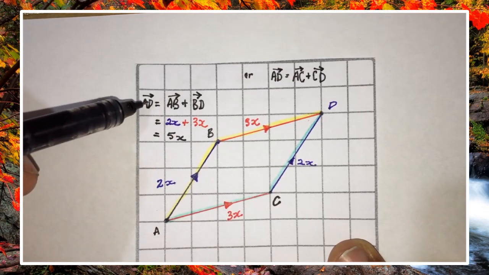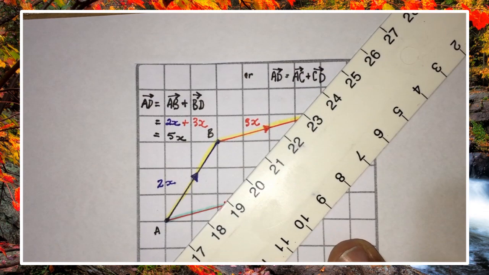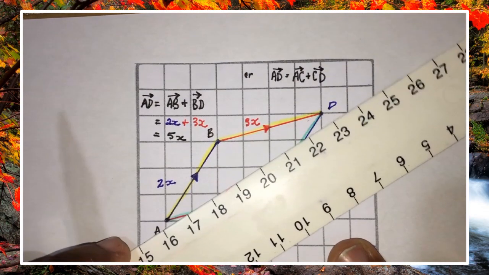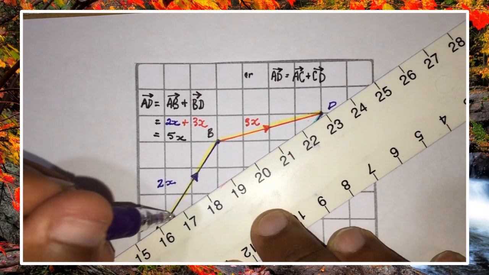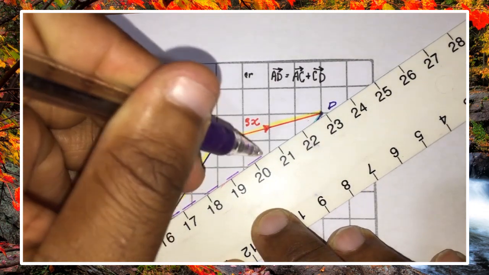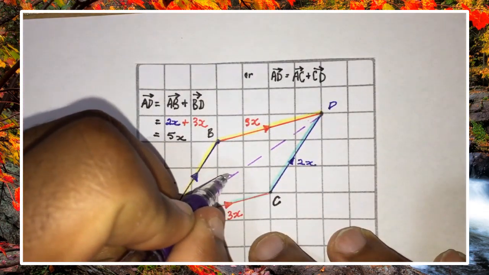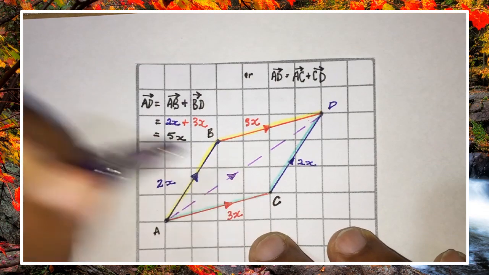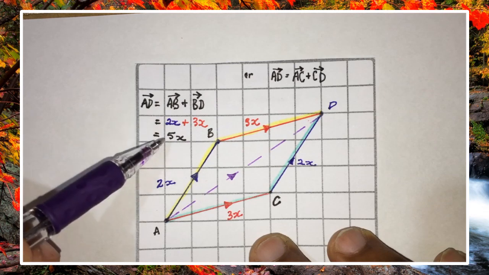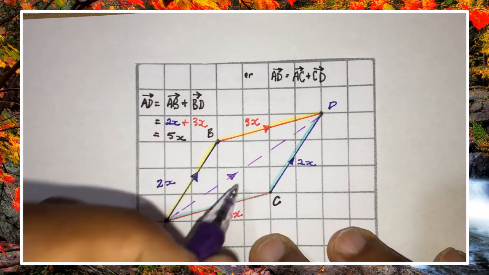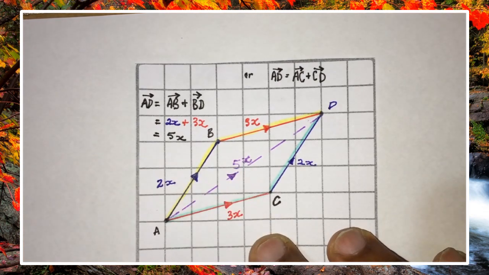So A to D, the vector, and let me draw it in and show you what it would look like. We're starting at A, and we're going towards D. Great. So the arrow would show that I'm going towards D. Good. So AD would have been 5x when I travel this route. Just put it in.